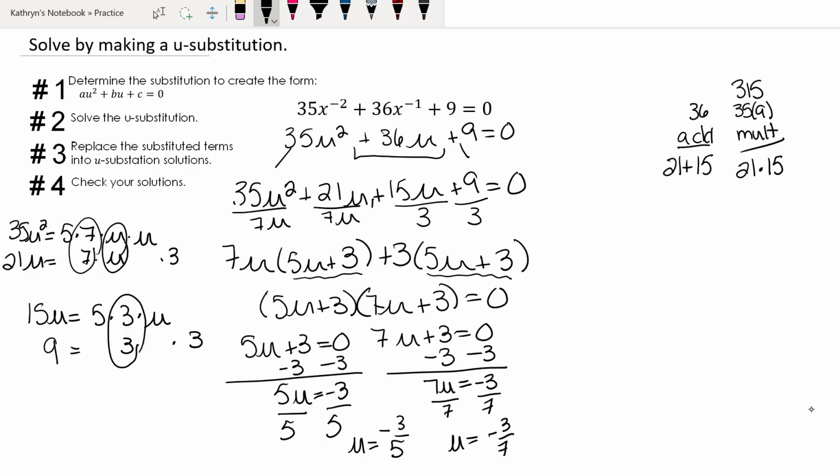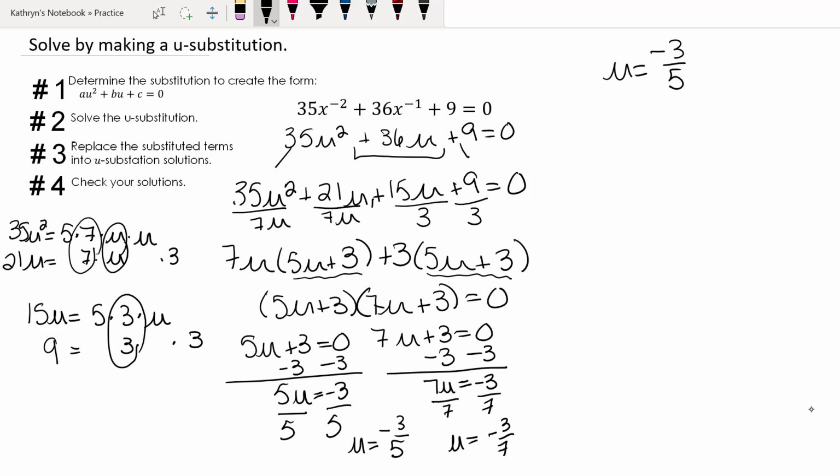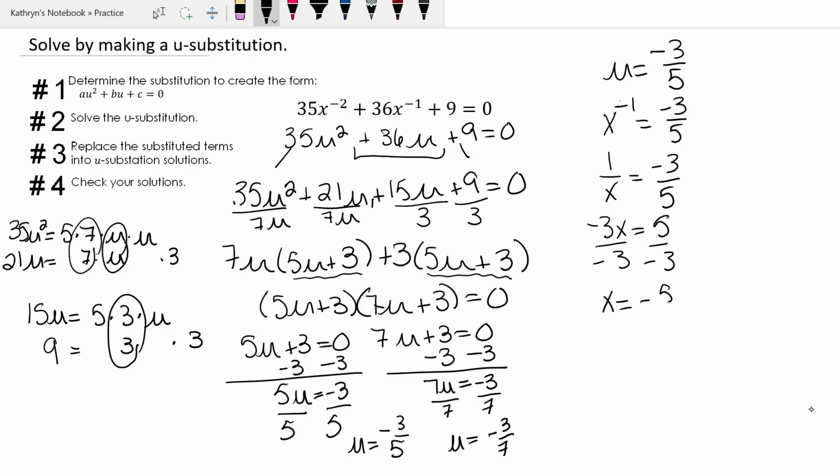Now this isn't our answer yet, right? Because now we have to back substitute. So u equals negative 3/5. But we said that u is the same thing as x to the negative 1. So we really have x to the negative 1 equals negative 3/5. Well, x to the negative 1 is the same thing as 1 over x. Okay. Well, now we can cross multiply. So we're going to get negative 3x equals 5. Divide by negative 3. So x equals negative 5/3. So that's going to be our first answer.